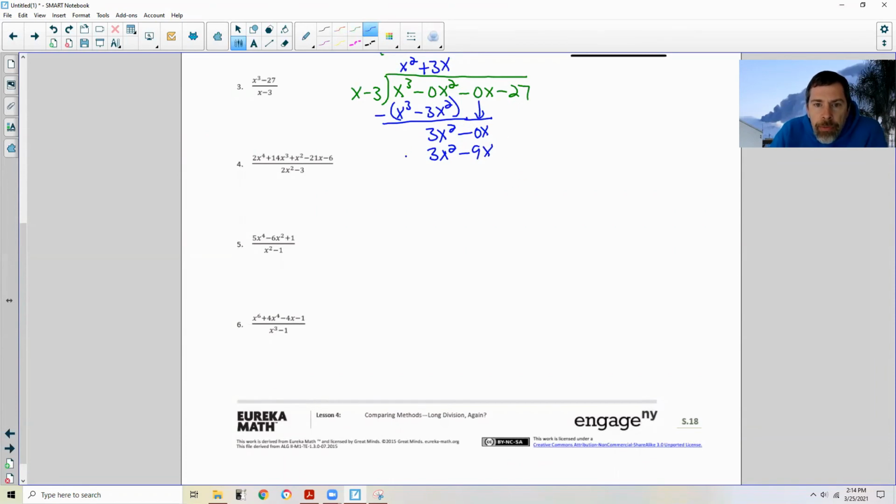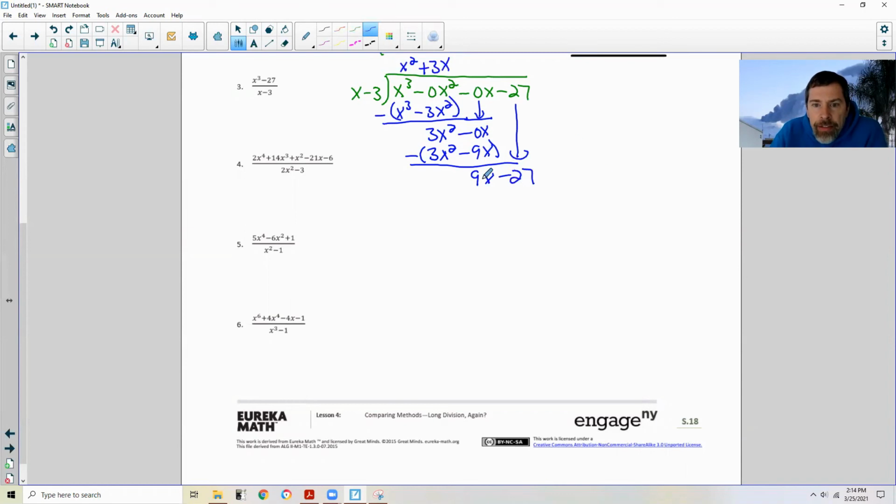Okay. Subtract. Again, I like parentheses here. 3x squared minus 3x squared is 0. 0, because there's no such thing as negative 0, minus nothing is still nothing. Nothing minus a negative 9x, which is plus 9x. And then bring down my negative 27 or minus 27.